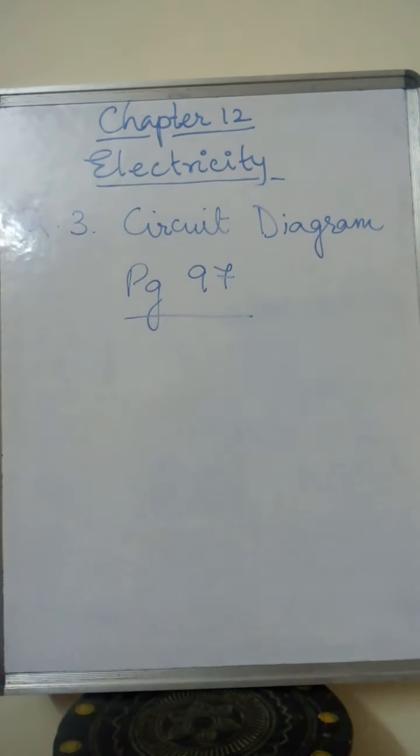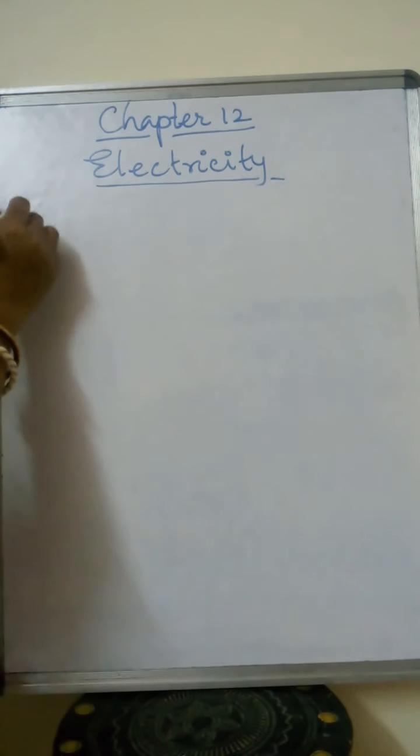There is a table given, and it lists the things necessary for the diagram of a circuit and the required symbols. Okay, so we come to 12.4. 12.4 is important. 12.4 is Ohm's law.